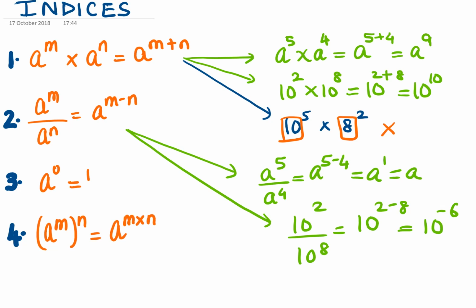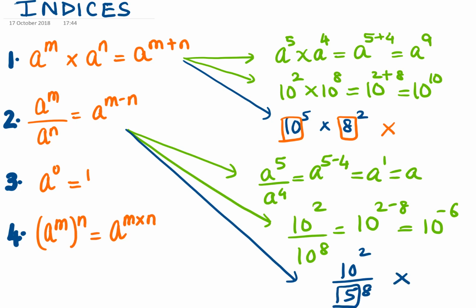Again, you cannot apply this rule when the bases are different. So that means if you have something like 10 raised to 2 divided by 5 raised to 8, you can't apply the law. Why? Because the bases are different. The base is 5 here, the base is 10 here, so you can't apply.